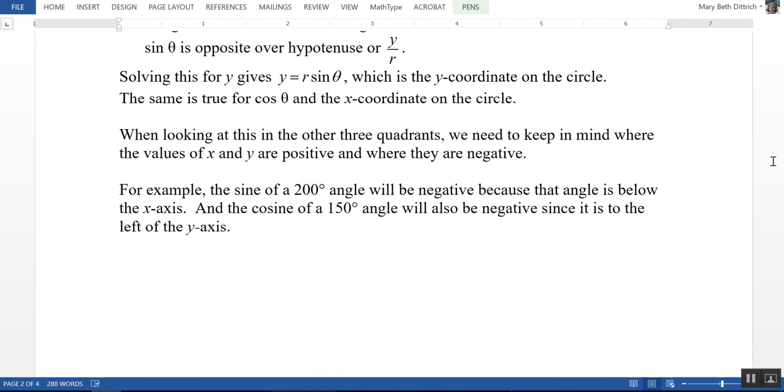So for example, the sine of a 200-degree angle, which is going to be in the third quadrant, is going to be negative because that's going to be below the x-axis, and down there y is negative. The cosine of a 150-degree angle, which is going to be over in the second quadrant, is also going to be negative because the x values are going to be negative left of the y-axis.